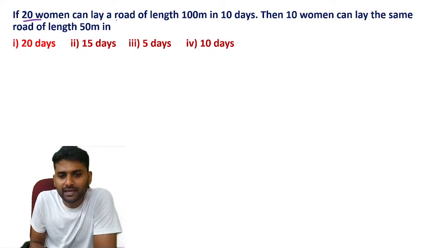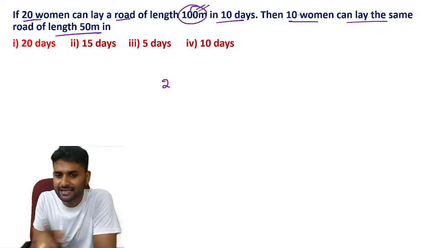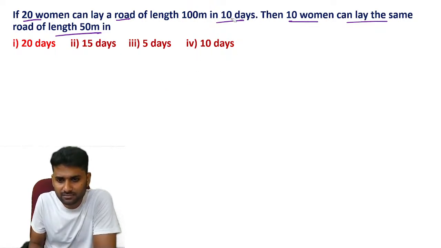If 20 women can lay a road length of 100 meters in 10 days, then 10 women can lay the same road length of 50 meters. You can see, no need to take 100 meters. Why? Because we are making the same road, right? So 20 women in 10 days. 10 women. Sorry, let's read this information again. Why? Because it's 100 meters and 50 meters. I missed that.